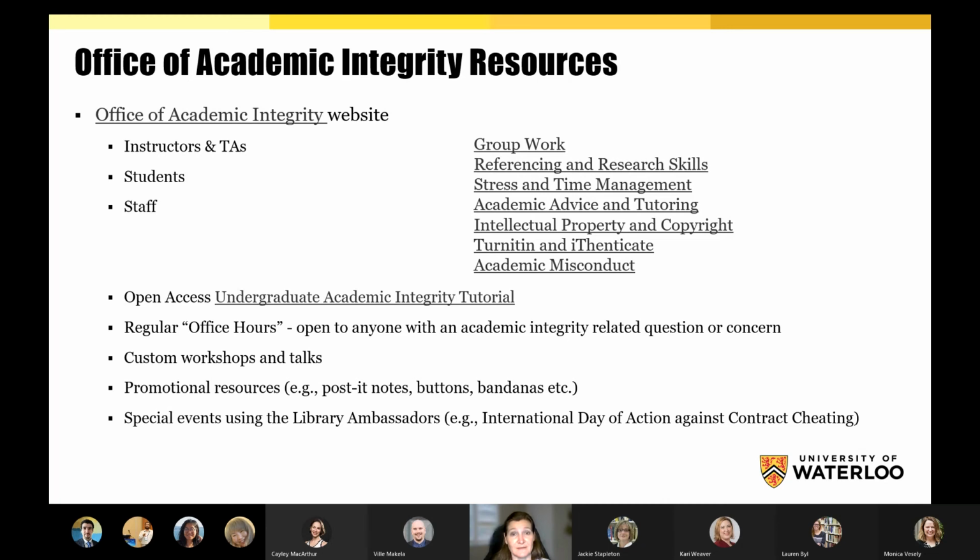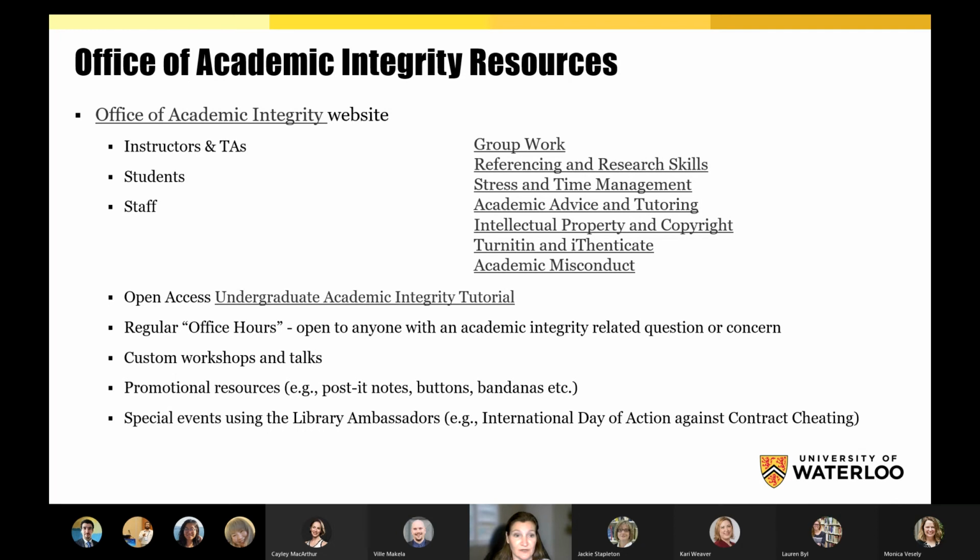We also do lots of office hours, and we can do custom talks. The academic integrity coordinator, Erin Nearing, does many talks at the beginning of each term that she's invited to do for either specific groups or in different courses. So if that's something you're interested in, our office can definitely support that.